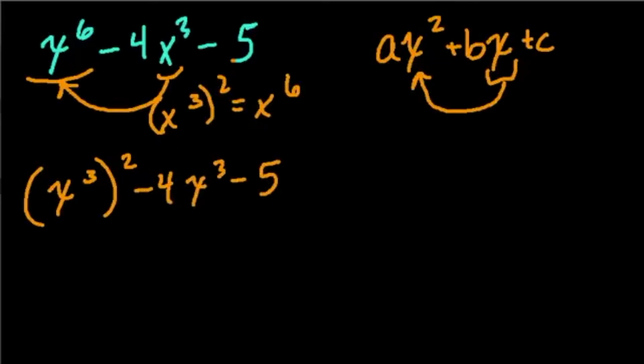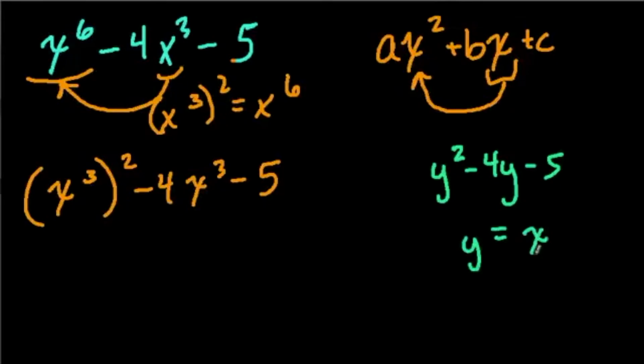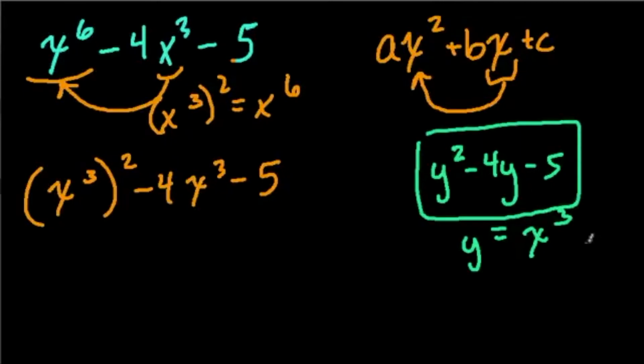So now we basically have a quadratic. It's hard to see because the x cubed is intimidating, but really you can think of this as, let's say, y squared minus 4y minus 5 if y equals x cubed. So this is easier to see here, but then you have to always plug this value back in at the end, and that to me is difficult, so I leave it in this form.